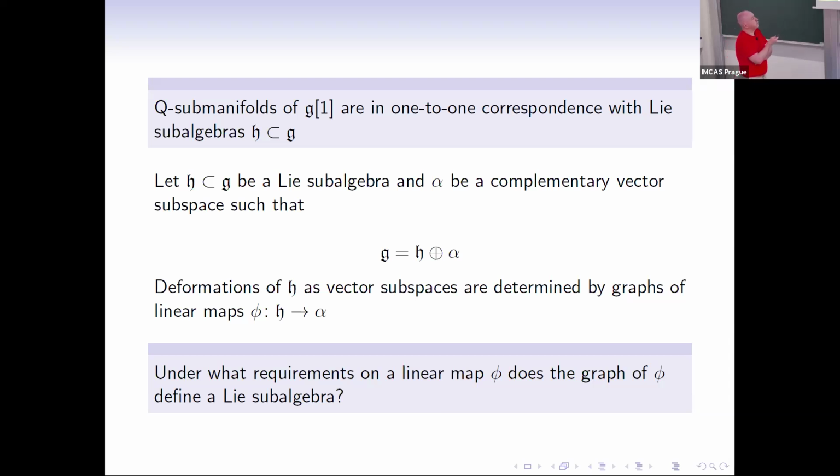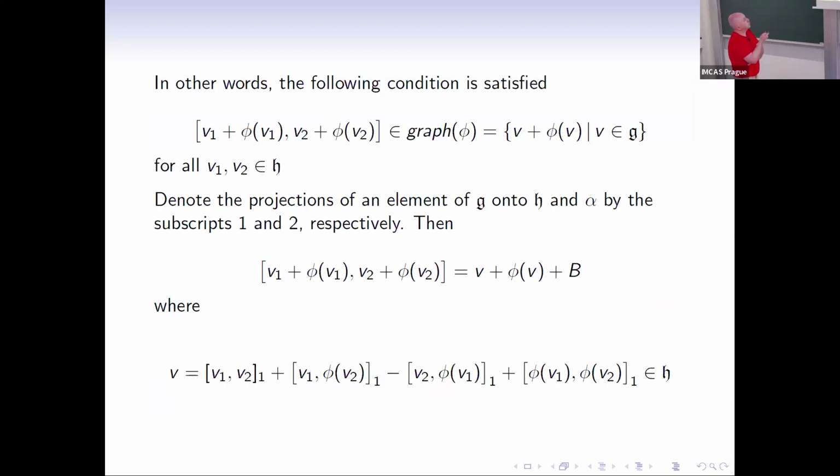What are the equations for phi such that its graph defines a Lie subalgebra? Okay, so we need to require that if you take any element in the graph, it will be of the form v1 plus phi(v1). So v1 belongs to H, phi(v1) belongs to A, so it's an element of G. v2 belongs to H, phi(v2) belongs to A, so it's again an element of G, a unique direct decomposition. If you take the bracket, it should be again in the graph, so it should be of the form v plus phi(v) for some v from H.